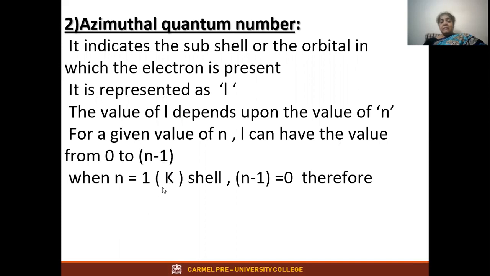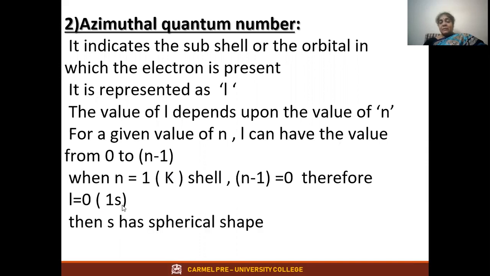n is equal to 1, which we call K shell. l value should be up to n minus 1, that is 1 minus 1 is 0. So if l is equal to 0, it is 1s, s orbital. s has the spherical shape. If you remember in the last session, for different values of l, we gave the name of the orbital and we got to know the shape. For example, l is 0, s spherical; l is equal to 1, p dumbbell; l is equal to 2, d double dumbbell; l is equal to 3, f complicated. Okay, so this is what we saw in the last session.